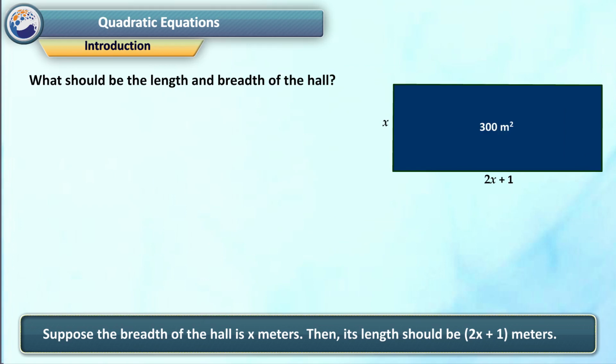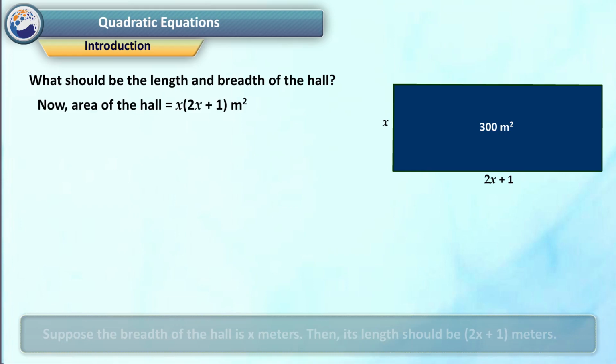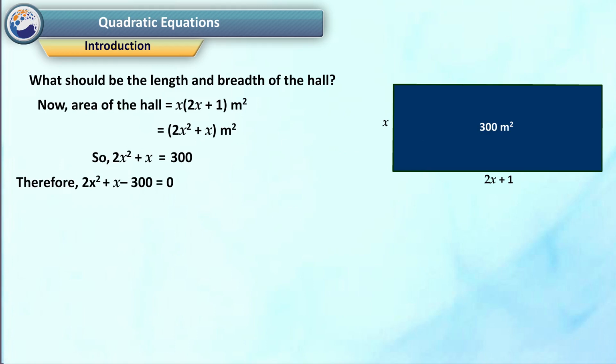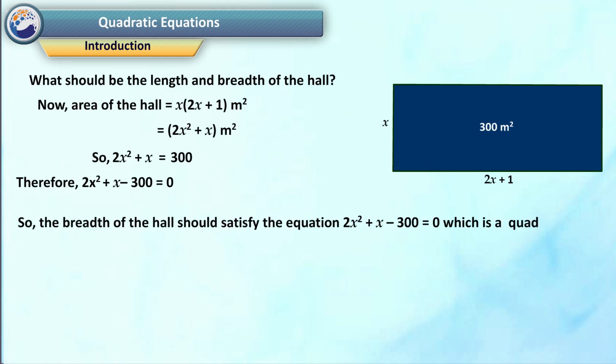Solution: suppose the breadth of the hall is x meters, then its length should be 2x plus 1 meters. Now, the area of the hall is x into (2x plus 1) meter squared, that is equal to 2x squared plus x meter squared. So, 2x squared plus x is equal to 300, given. Therefore, 2x squared plus x minus 300 is equal to 0. So, the breadth of the hall should satisfy the equation 2x squared plus x minus 300 equals 0, which is a quadratic equation.